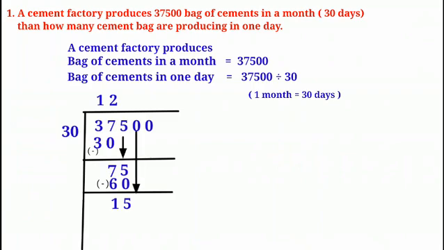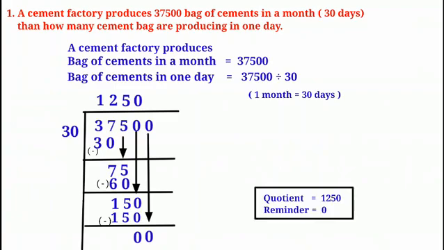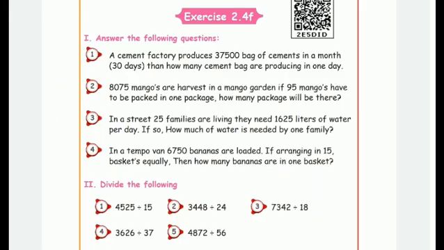Bring down the tens place number 0. We get 150. How many 30s in 150? Five 30s are 150. Subtract 150 from 150. Now we get 0. Bring down the ones place number 0. 0 is not divisible by 30, so put 0 in the quotient. So the answer is quotient equal to 1250, remainder equal to 0. Look at the second question.